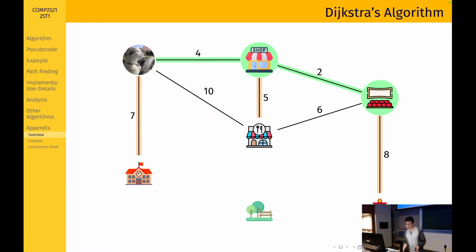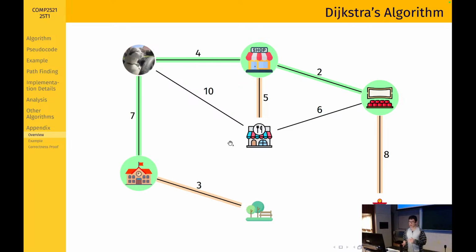Okay, and the next place that we're going to explore is going to be the school, right? Because it costs 7 to get there, compared to 9 for the diner and 14 for the station. Okay, so we're going to explore the school. We see that it has only one edge to the park.